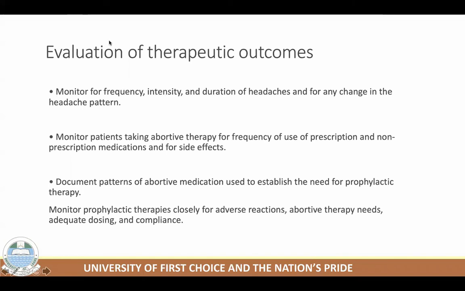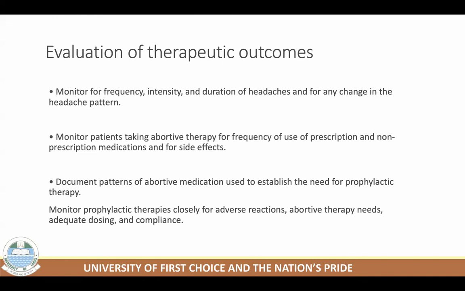It's also important as we round up this section to talk about evaluation of therapeutic outcomes. You see, in most cases, we give patients medicines and we leave them to their own devices. We do not follow up to know how well they are doing on those medicines. And this is important because medicines used to treat migraine, as well as medicines used to treat common headaches, are very toxic when patients are exposed to them in the long term.